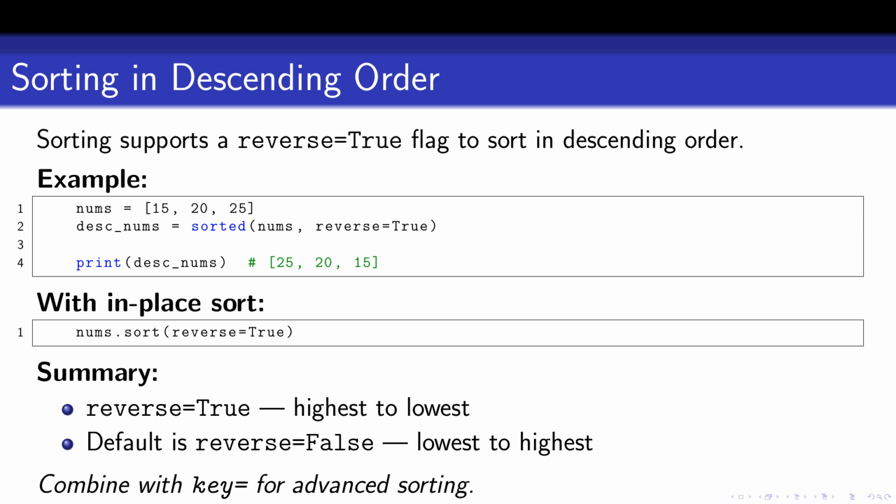Whether you're sorting a list of numbers or strings, this simple flag lets you reverse the order without writing a separate step. You can also combine reverse equals true with key equals for advanced sorting, like sorting names by length in descending order. This makes sorting both powerful and concise, helping you tailor your data output to match your program's goals or user expectations.